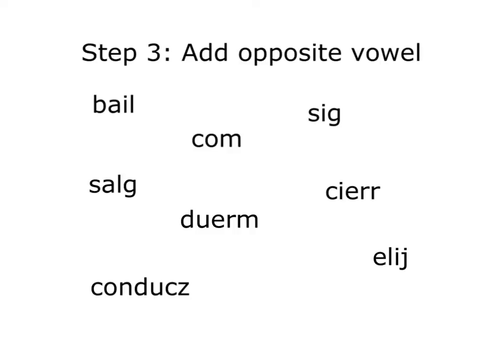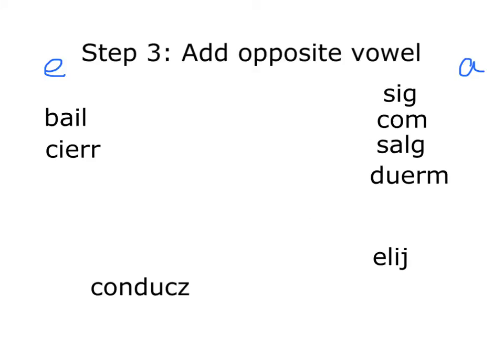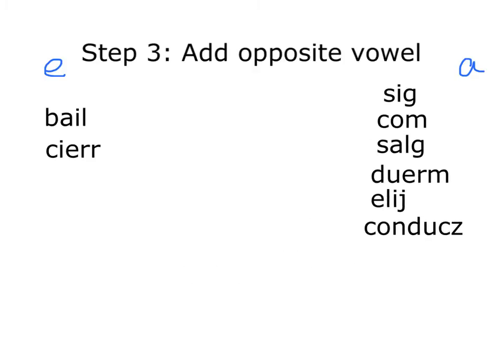So for AR verbs, we're going to use an E at the end. And for ER and IR verbs, we're going to use an A at the end. So let me sort these out. I'm going to put my ARs over here and my ERs and IRs over here. Looks like I picked a lot of ERs and IRs this time. So to tell someone dance, I'll add the E. Baile. Remember, this is an usted form. I'm being very formal with this person. If I want to tell them to close something, cierre. And over here, siga, which means continue or follow, coma, salga, duerma, elija, choose, or conduzca, drive.